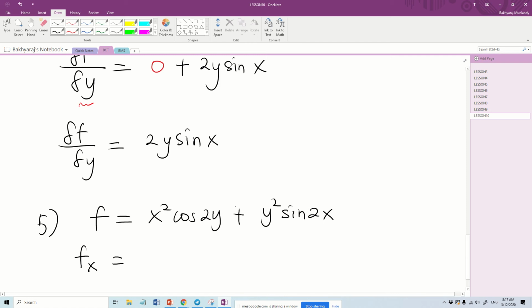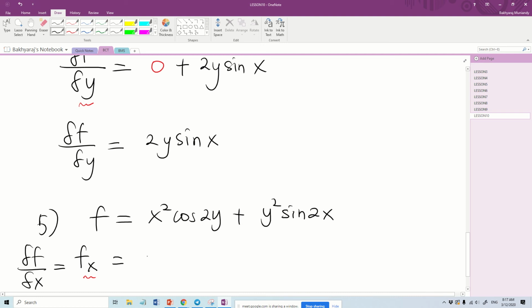This is one way, another way of writing. If I put fx, it means first order with respect to x. Either I can put delta f over delta x, or I can put fx. Both are acceptable, because it means we are differentiating with respect to x. Okay, what is the answer?